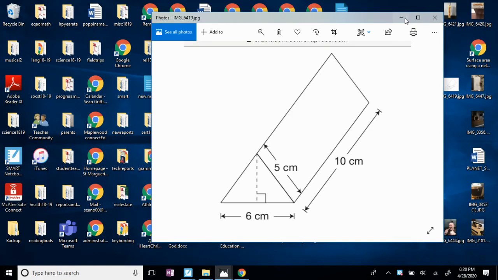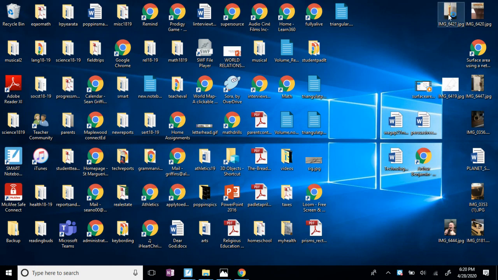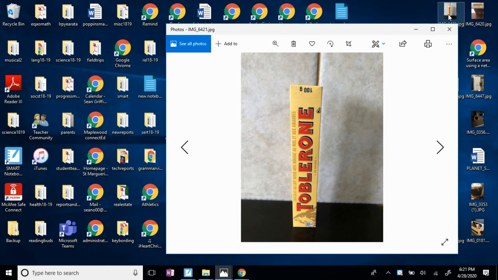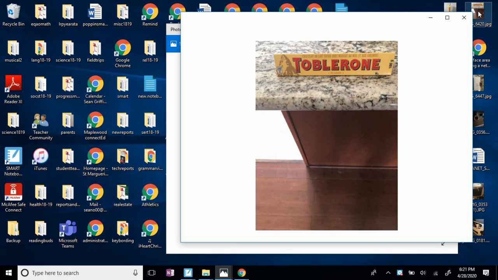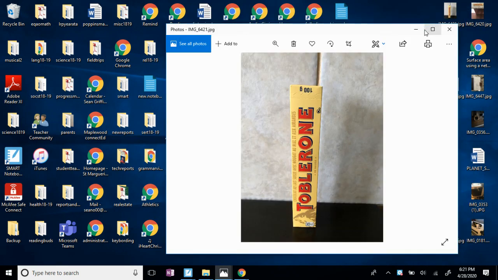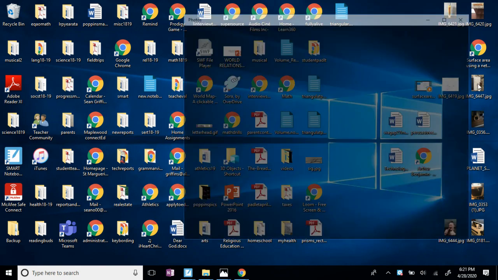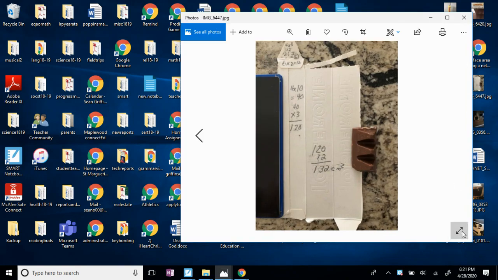So just to show you in real terms, right? I showed you our Toblerone bar. So that's what I used for volume, to show you area of the base times the height for a triangular prism. So here's another view of it here, right? Okay, so what I did to show surface area with the Toblerone is I cut it open. And when you cut it open, you get this.